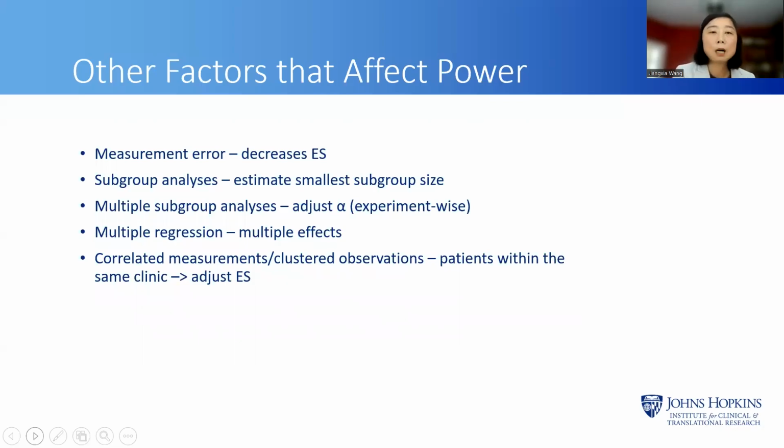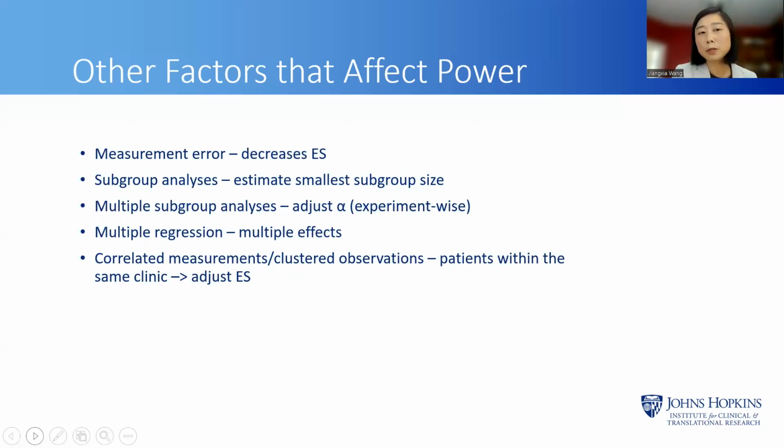So there are some other factors that can affect power. As we mentioned, one can be measurement error. For your outcome, if there is more measurement error, meaning a higher variability for your outcome, that would decrease your effect size and therefore reduce your power.